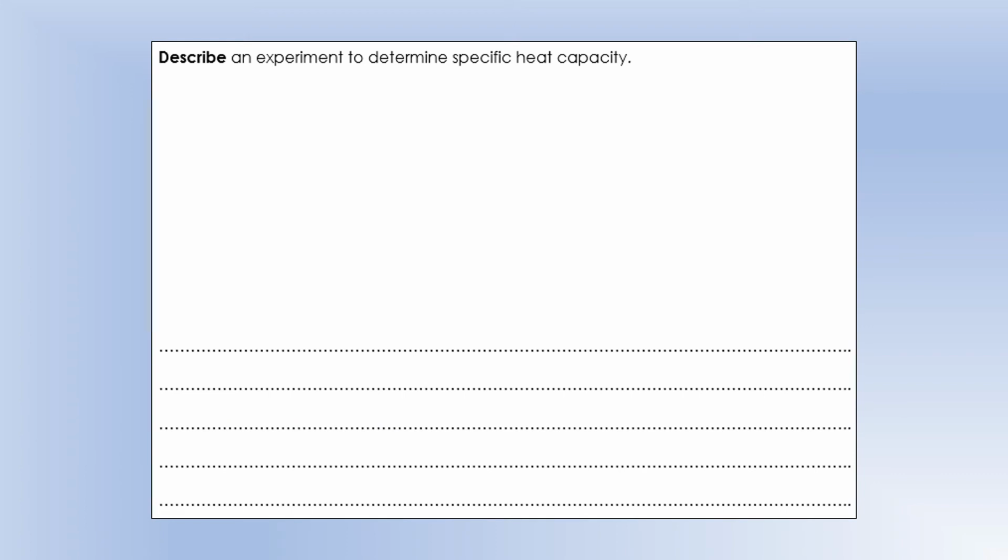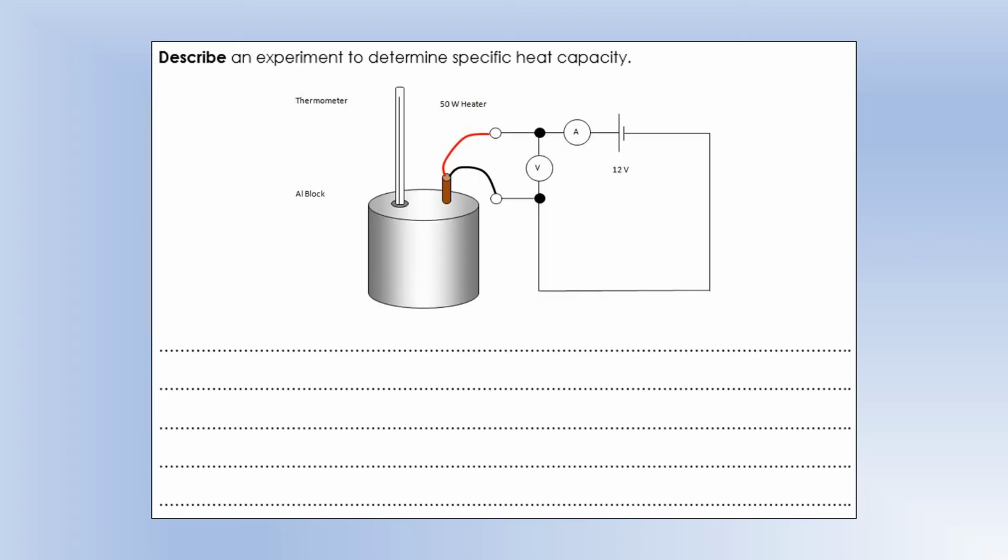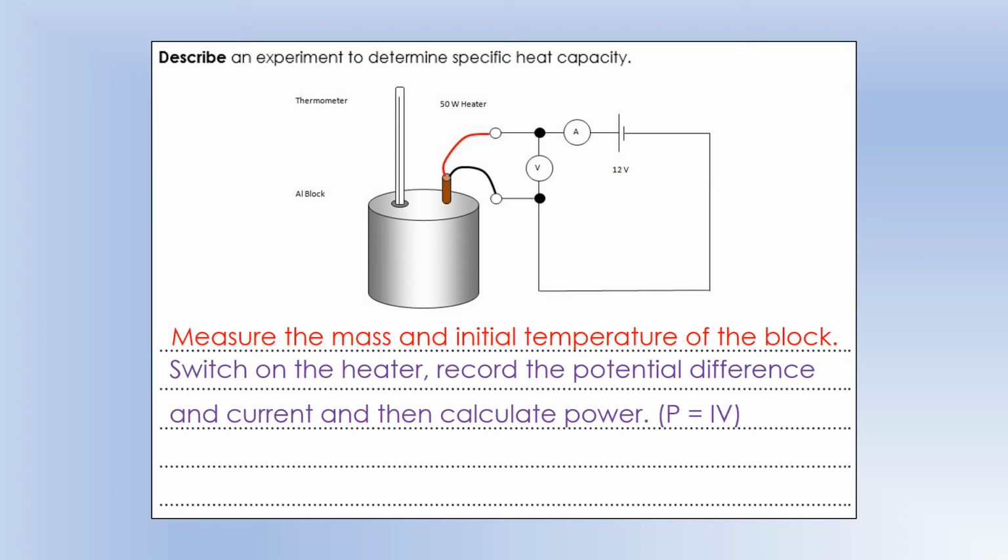So we can measure the specific heat capacity of a material using quite a simple experiment. What we do is we have an electrical immersion heater. We need a voltmeter, an ammeter, a power supply and a thermometer, and then a block of whatever we're trying to measure. So we need to know the mass of the block and the initial temperature of the block, because we're going to need to measure the temperature rise. We're going to switch on the heater and record the potential difference and current, because that will allow us to work out the power being delivered.